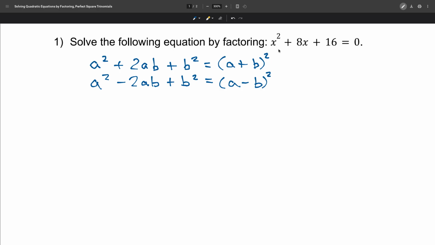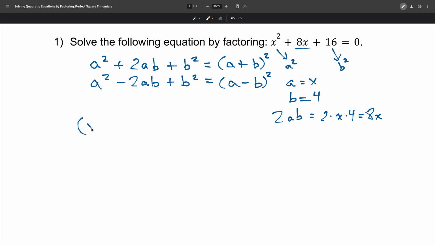Okay, so if we think of this first term as a squared, well then a is going to equal the square root of x squared, so a would equal x. And if we think of this term as b squared, then b is going to be the square root of 16, so b is going to be 4. So we want to check what 2ab is. So 2ab in this case is going to be 2 times x times 4, which is going to be 8x. So this one actually does follow the pattern of being a perfect square trinomial, and it'll factor to (a plus b) squared, so (x plus 4) squared.